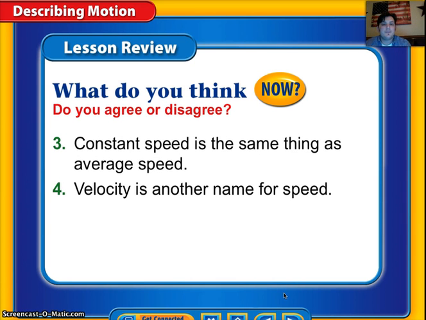Velocity is another name for speed. Kind of, because velocity is the distance over the amount of time, but you have to make sure you're remembering to add a direction. Okay, I hope this helped you, and rewind, pause again when you need to.